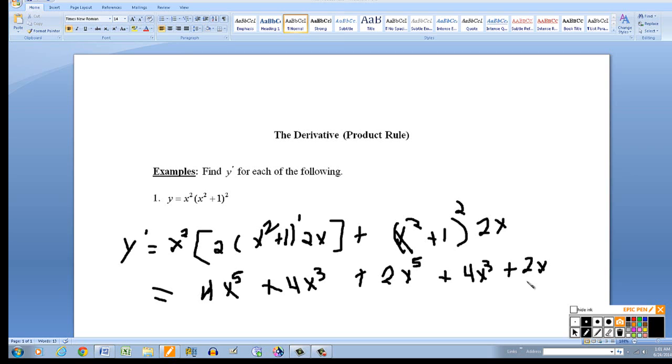Okay, so this is then equal to, and then we just combine the like terms. So 4x to the fifth and 2x to the fifth is 6x to the fifth. 4x to the third and 4x to the third is 8x to the third, and then plus the 2x.